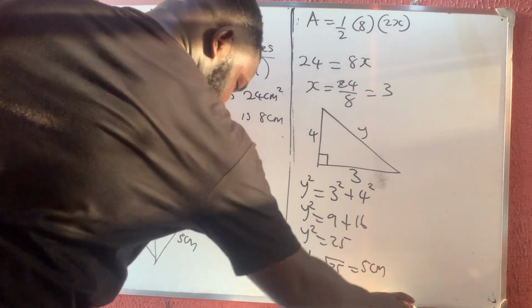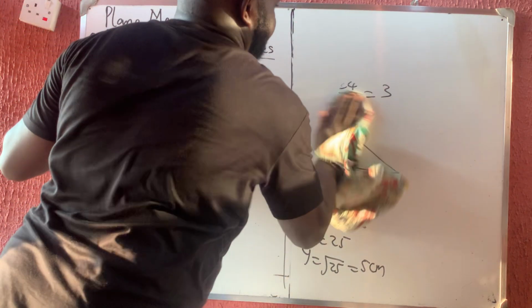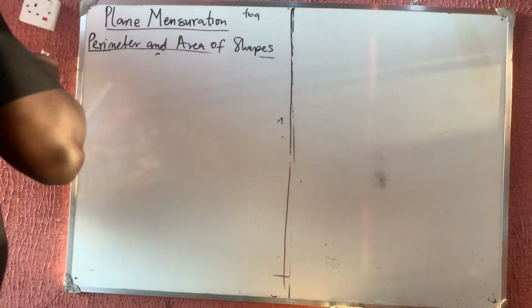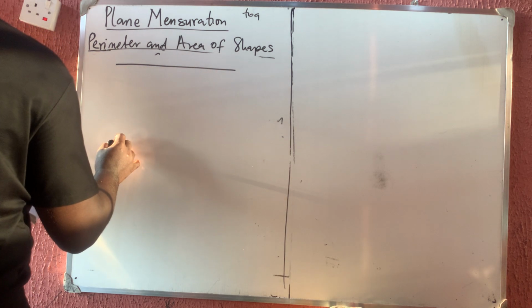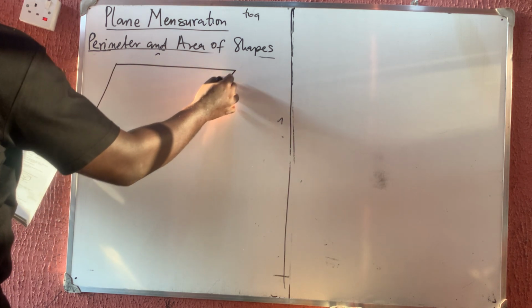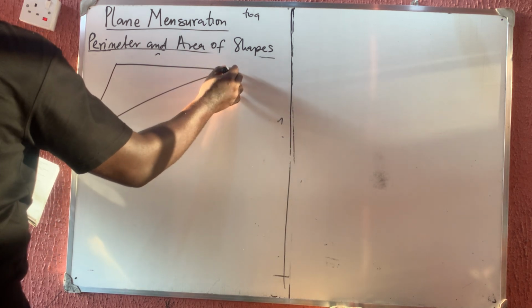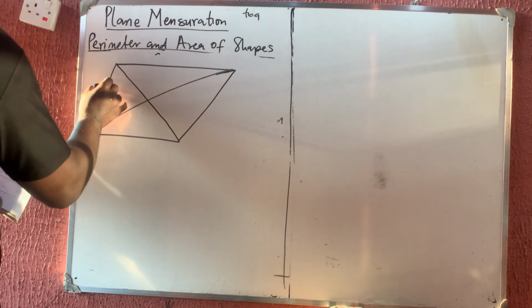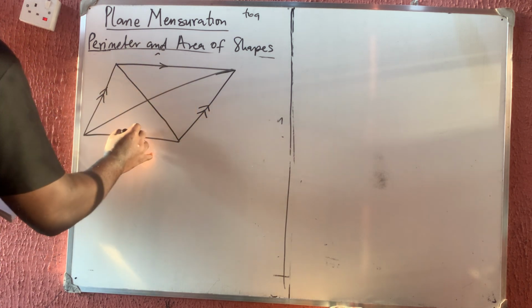We move to the last question for this particular topic and this particular video. The last question here, they gave us a rhombus like this. They gave us diagonals. Don't mind my drawing. You can make your own perfect. So they say that here is parallel to here, and here is parallel to here.